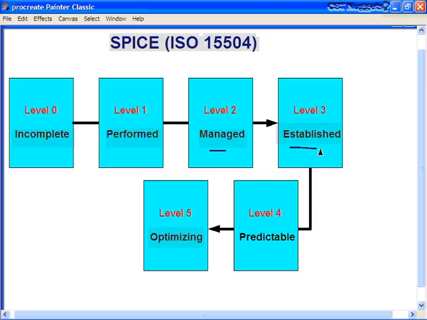At level 3, you have established. This is where the process or software is defined and deployed. Level 4 is predictable. The process or application is behaving consistently within defined limits. At this level, process measurement and process control occurs. And then the final level is optimizing, where the process or software is continuously improved to meet all relevant and applicable current and projected business goals. At the optimizing level, process innovation and process optimization occurs.